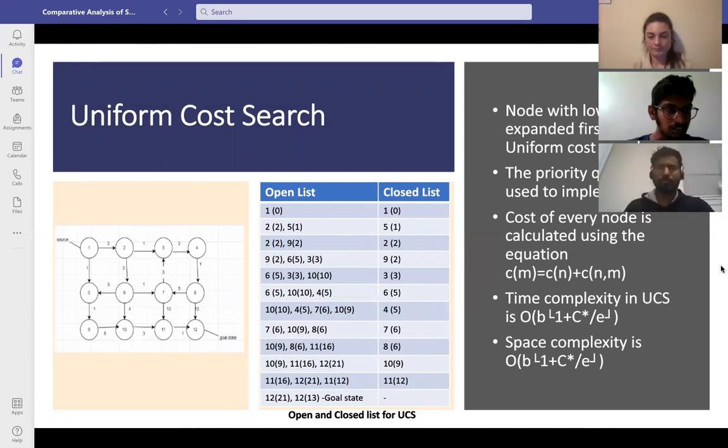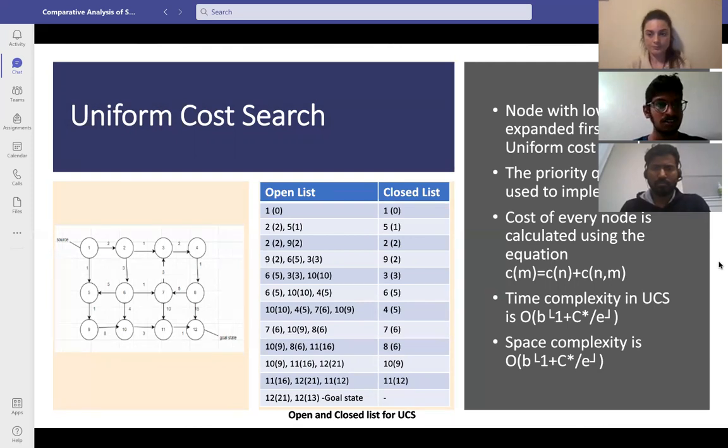If we start from 1, from 1 to 2 the distance is 2, and from 1 to 5 the distance is 1. So the least distance will get closed first. In our case, for reaching 5 the cost is 1, so we will go to 5. So 5 will become the closed list first.